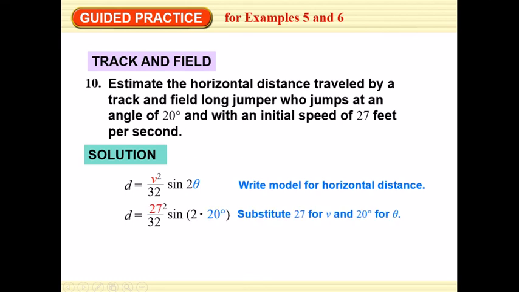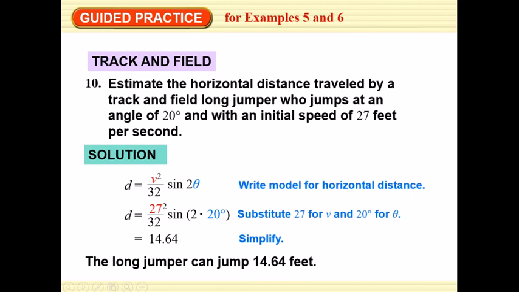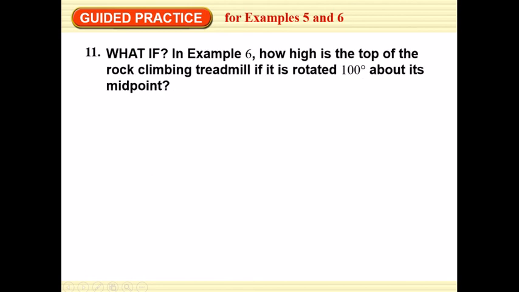27 fills in for my velocity, and then 20 fills in for my angle. So 27 feet per second and 20 degrees. I evaluate that, and I get about 14.64. Alright, so our final answer here is the long jumper can jump 14.64 feet. So that's your last guided practice.